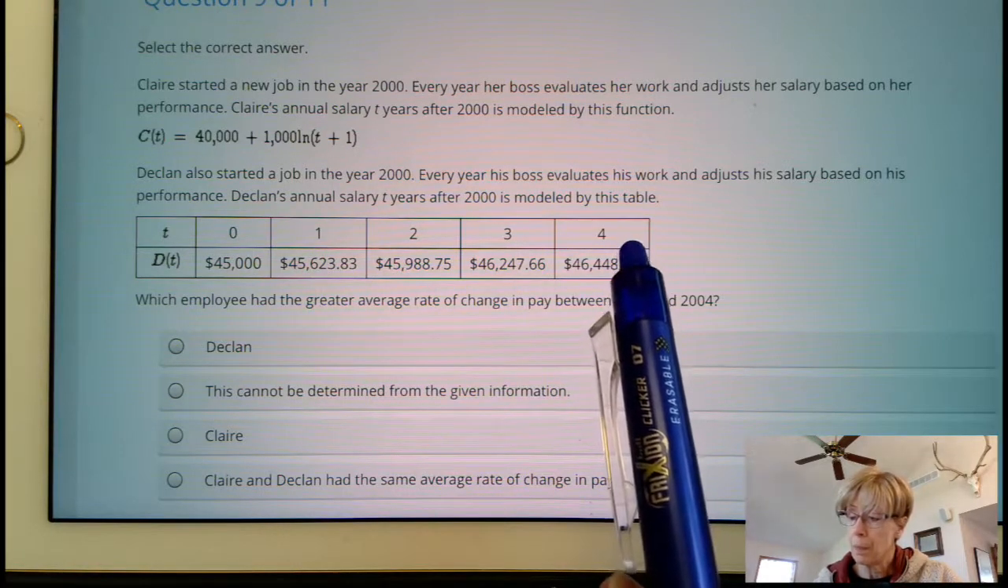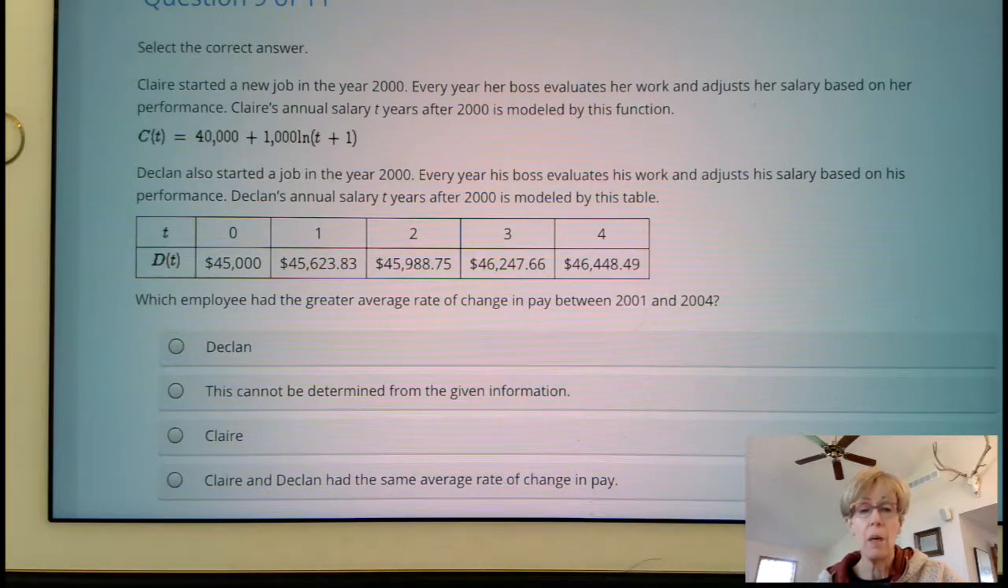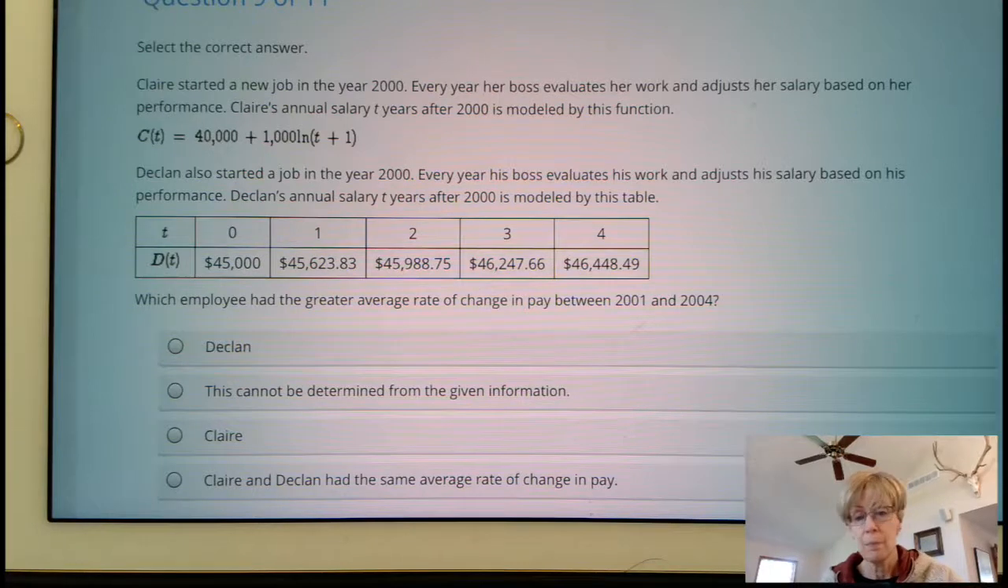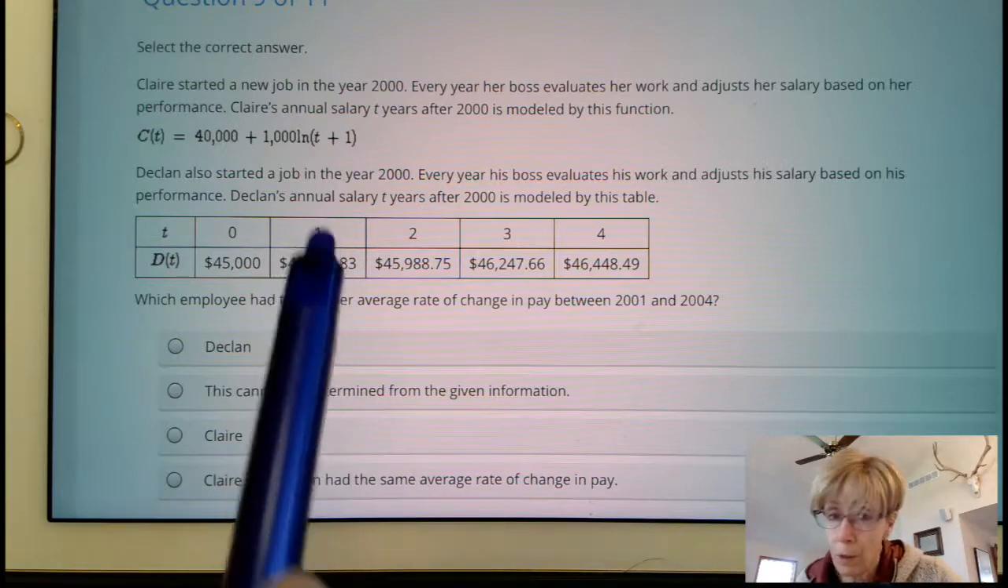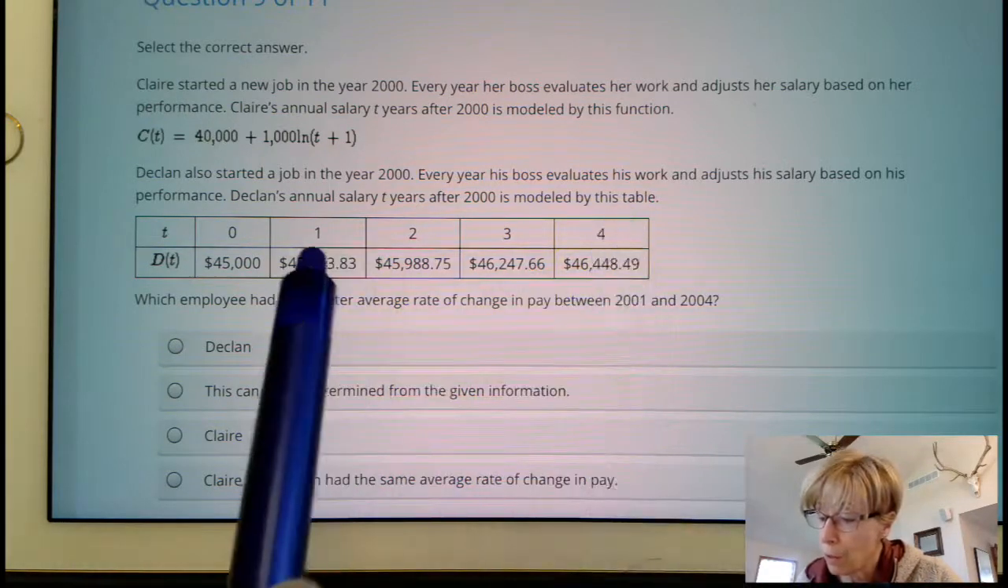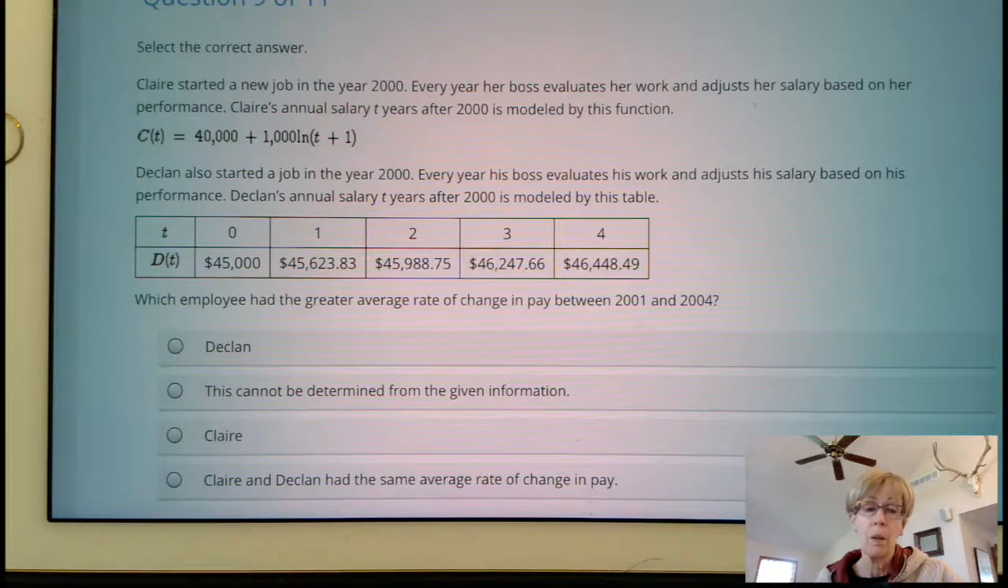Again, we're going from here to here for 2001 to 2004. So we're going to flip over to Desmos and type in that function. The one that I had trouble with is that I didn't notice the natural log right away. So the ln, when we type it into Desmos, we can just come over here and type that in. So it's 40,000 plus 1,000.